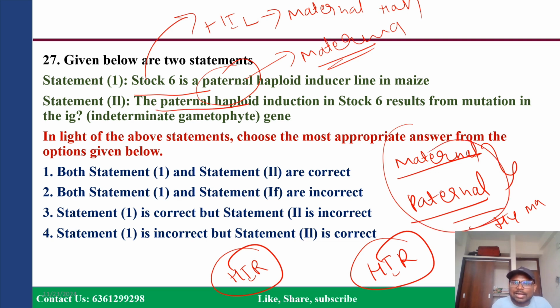Then, paternal haploid induction in stock 6 results from mutation in the IG. Okay, actually, both are wrong. Please check the answer.